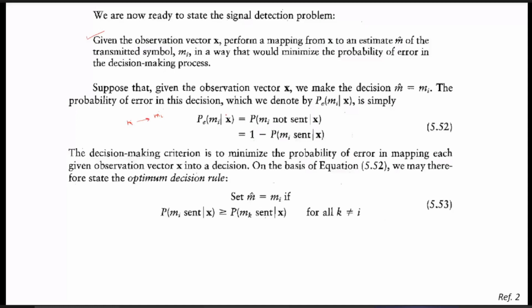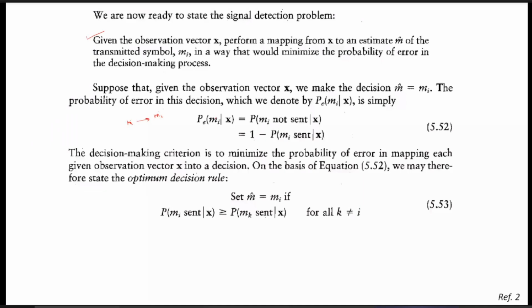So that is nothing but what is given. Since this is the probability of error we want to calculate, it is nothing but the probability that mi is not sent. Then only will the error occur. So we need to calculate the probability that mi is not sent, which is called the probability of error, which we want to minimize. That is when the error will occur.